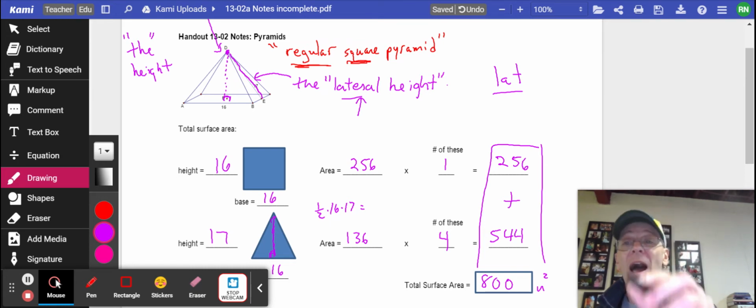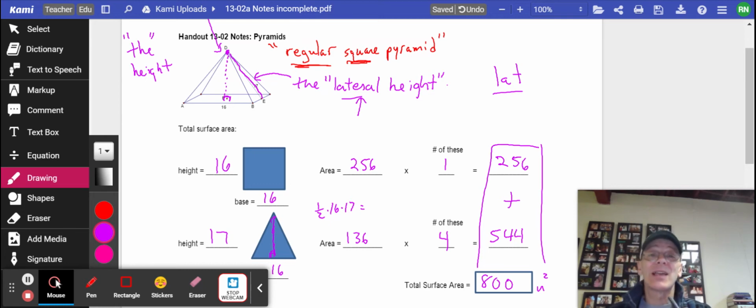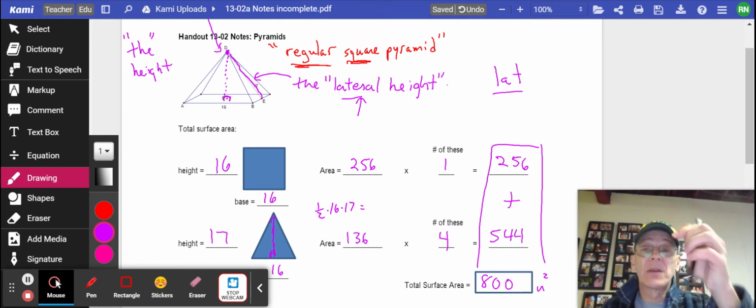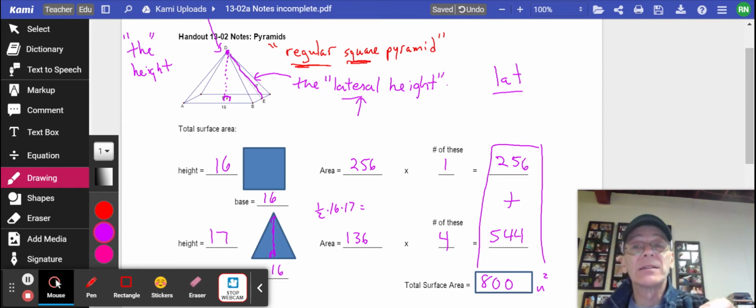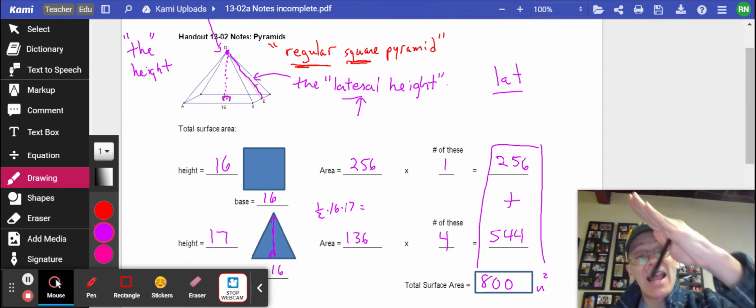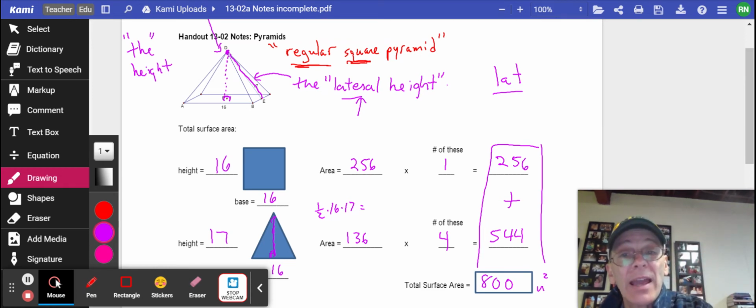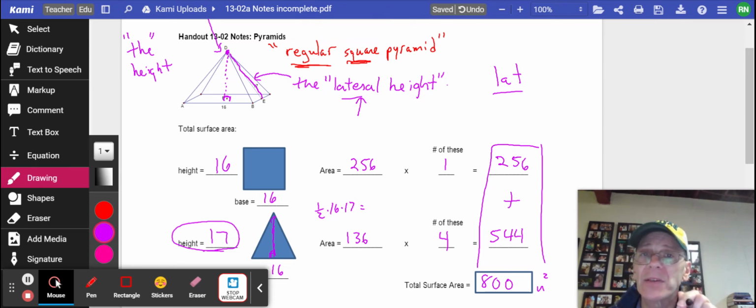Okay. So height is like the altitude of the pyramid. How tall is it? Whereas lateral height is the height sliding down one of the side surfaces of the pyramid. And it is the lateral height that we need to calculate the surface area. Okay. You must be clear on this.